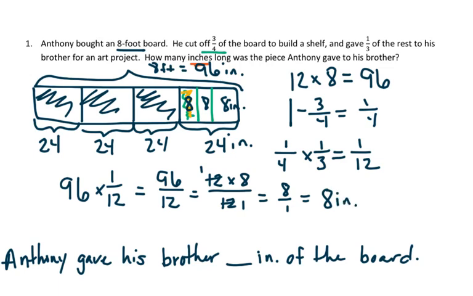So one thing that I didn't make clear with the tape diagram is I have the denominator of 12. So since I partitioned this last fourth into thirds, I can do the same thing for the first three. And now I can easily count my 12 pieces. 1, 2, 3, 4, 5, 6, 7, 8, 9, 10, 11, 12. Okay? So that's where they can see the 12ths. And again, we still have the same answer of 8 inches. So Anthony gave his brother 8 inches of the board.